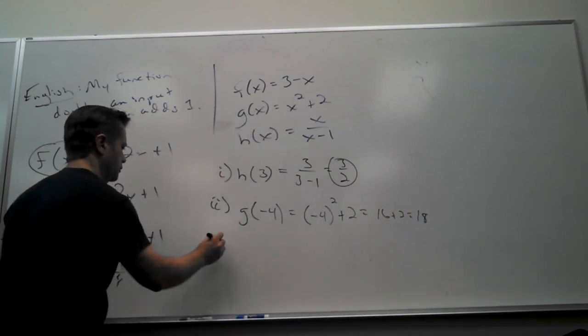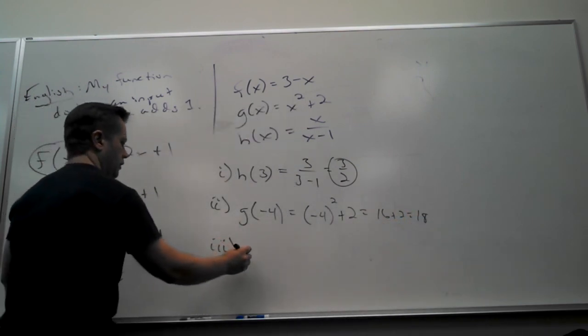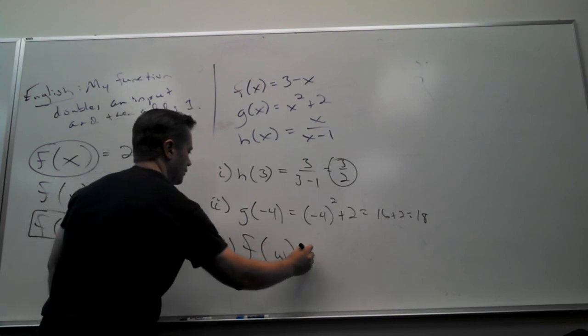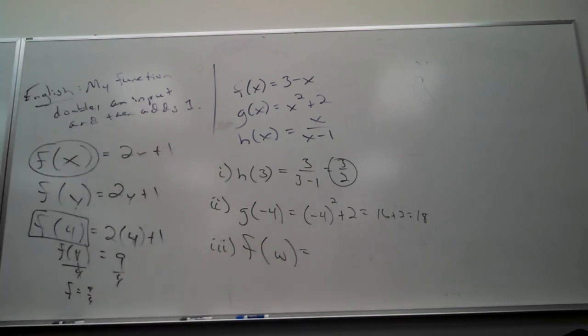All right, here's the last one of these. What is f of w? 3 minus w. Don't make a big deal out of it, right? F of w is 3 minus w. You just replace x with whatever's in there, and put a w in there.